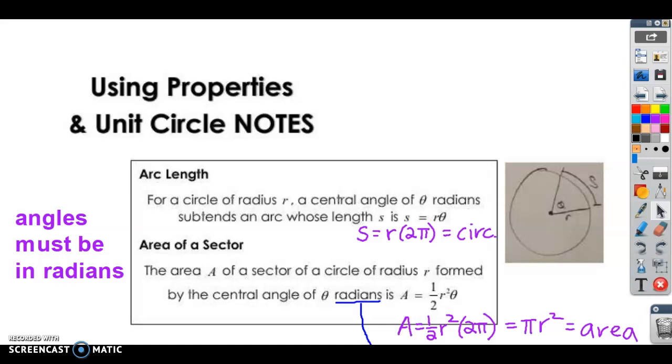Welcome, viewers. So now we are into using properties and some more unit circle notes.